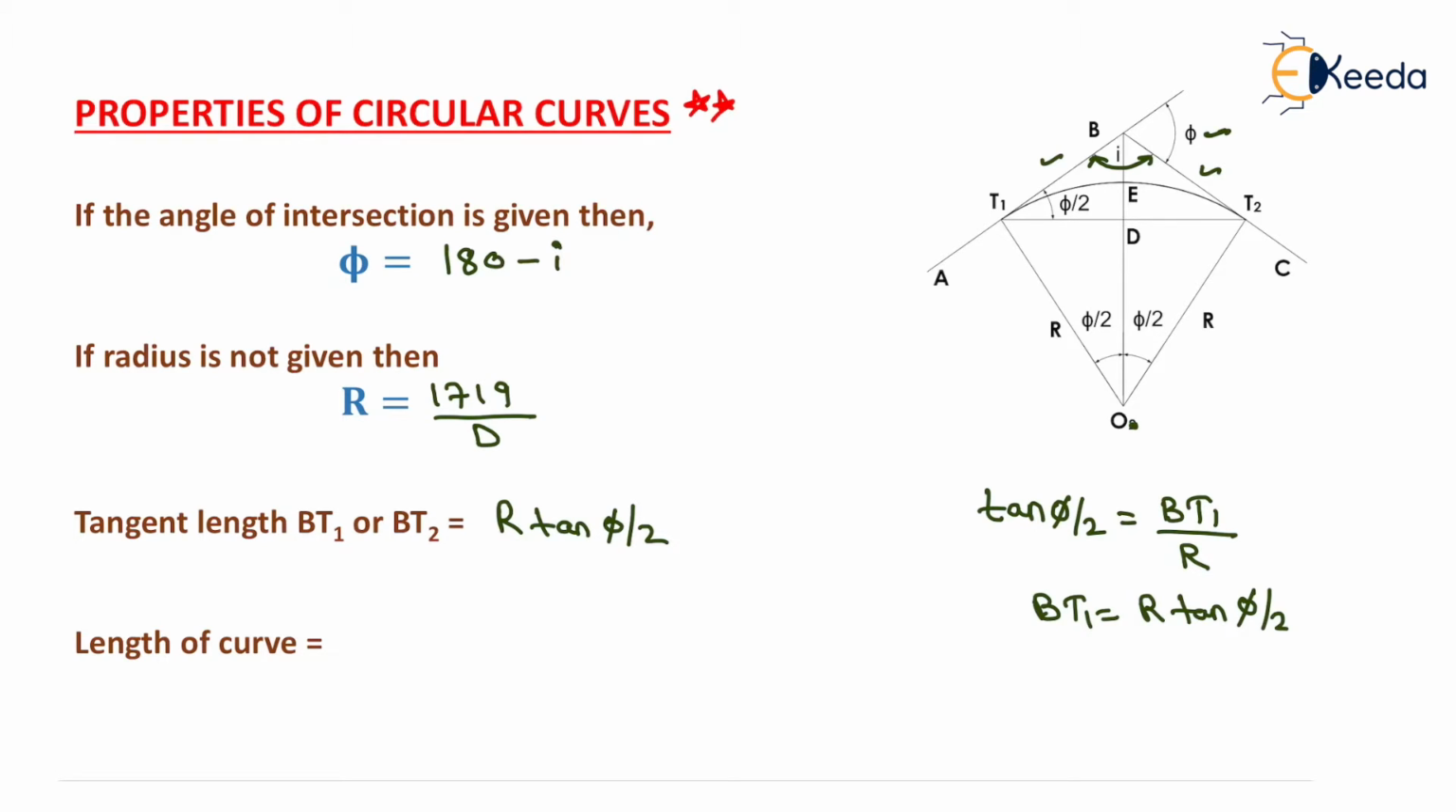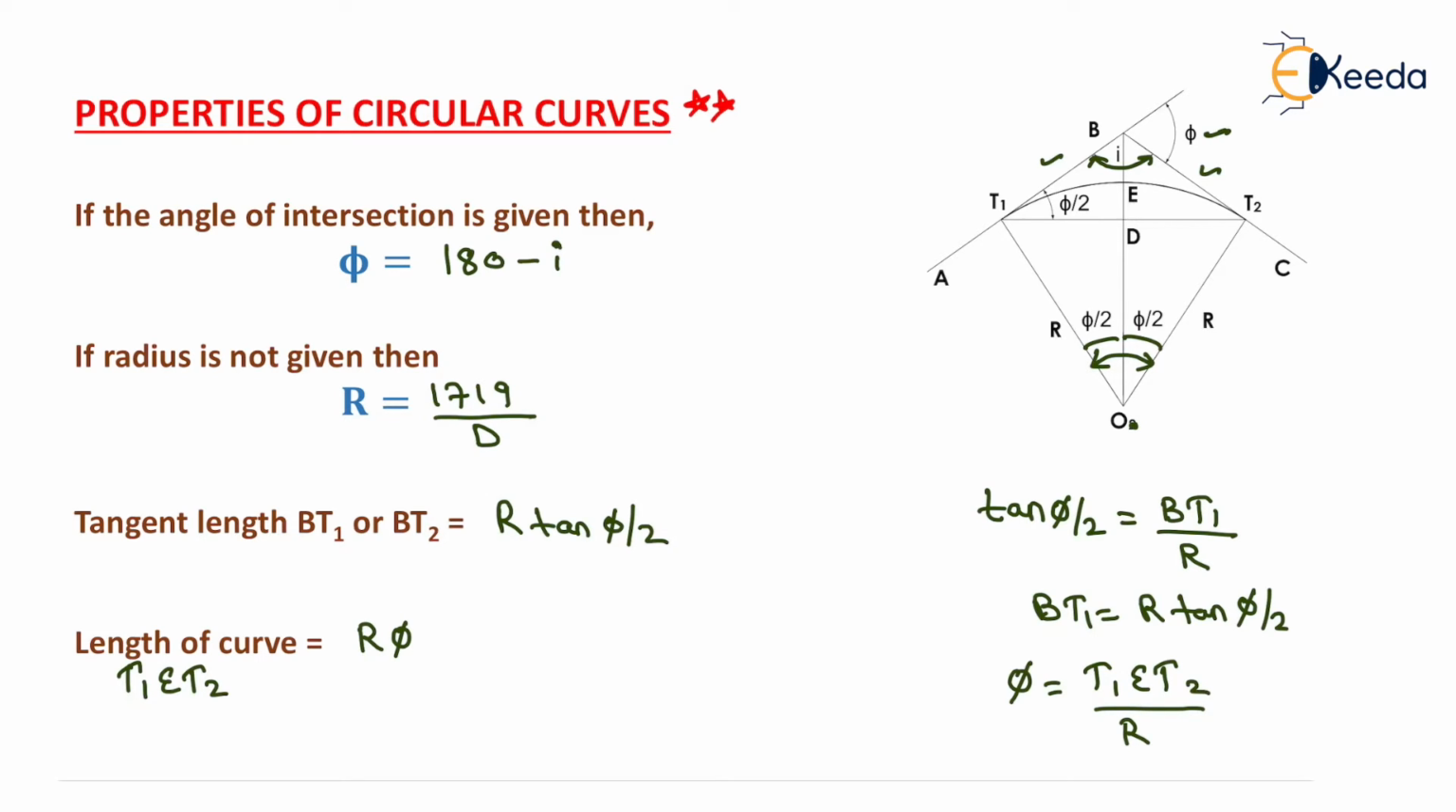Now the length of curve, that is T1 E T2. We can determine the length of curve by the concept of theta equals arc upon radius, or phi equals arc upon radius. Now phi is equal to arc, that is T1 E T2, upon radius R. So the length of curve T1 E T2 will be equal to R into phi.